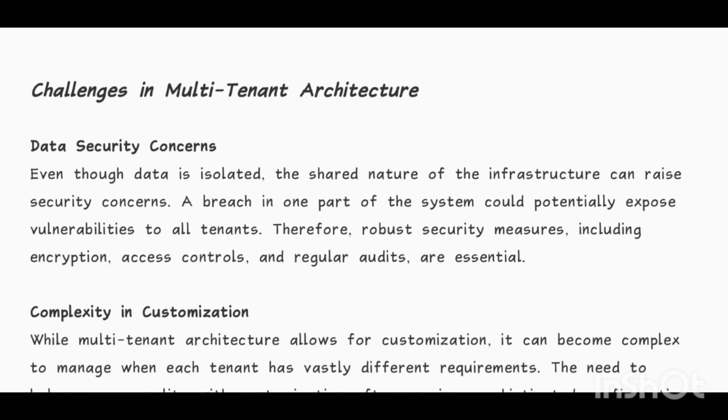Challenges in multi-tenant architecture. Data security concerns. Even though data is isolated, the shared nature of the infrastructure can raise security concerns. A breach in one part of the system could potentially expose vulnerabilities to all tenants. Therefore, robust security measures, including encryption, access controls, and regular audits, are essential.